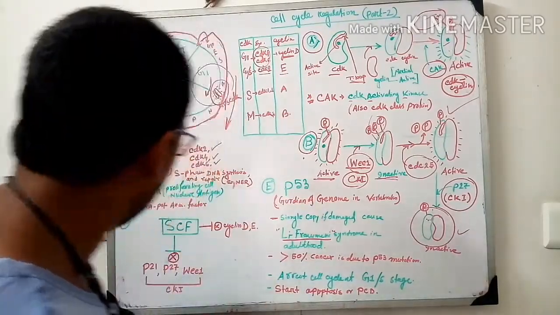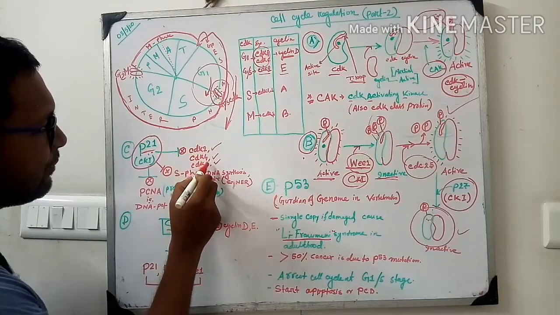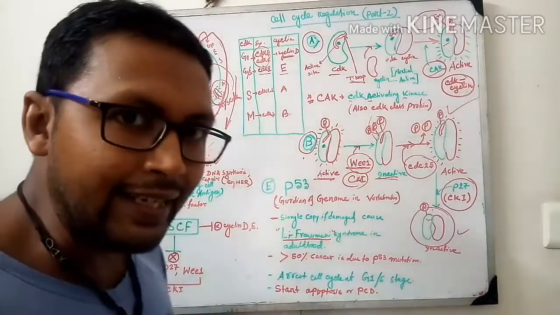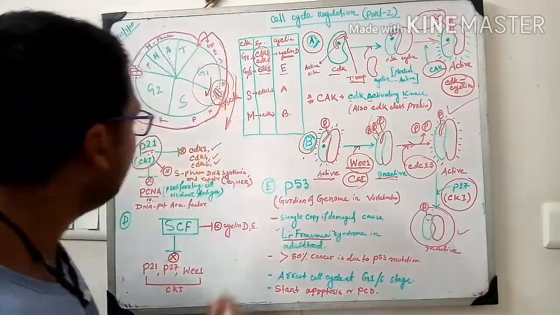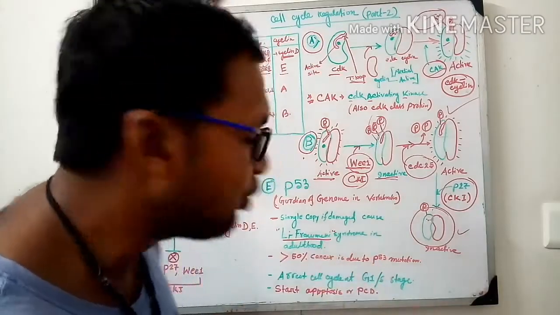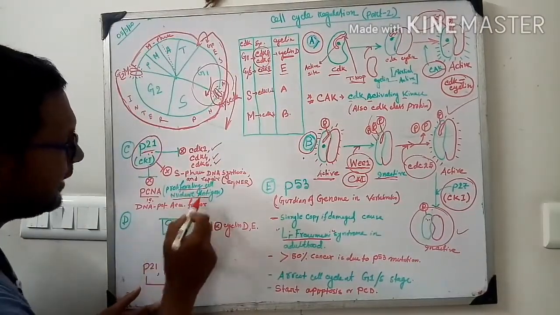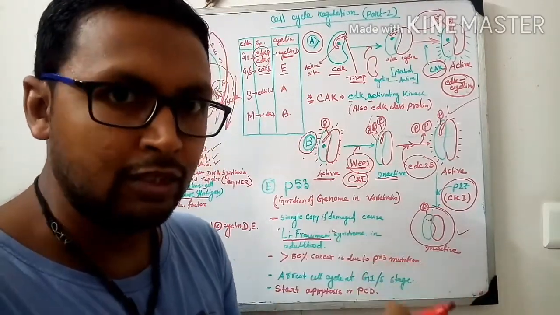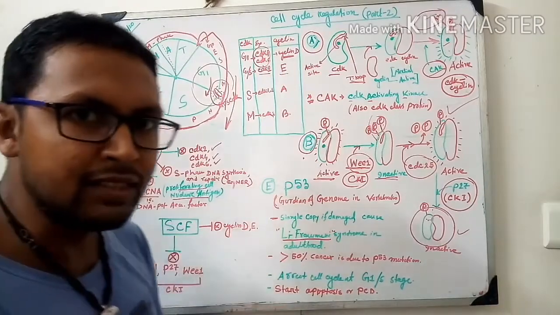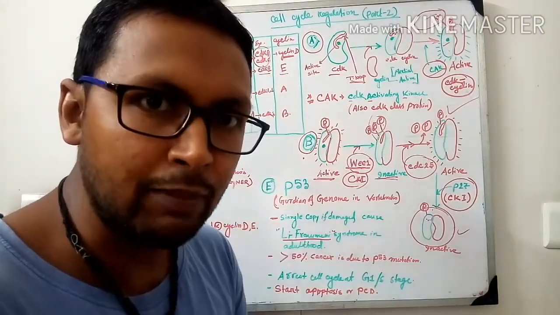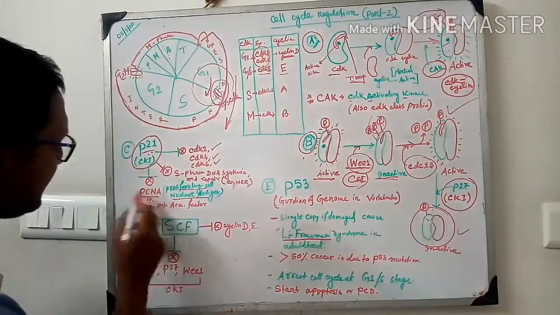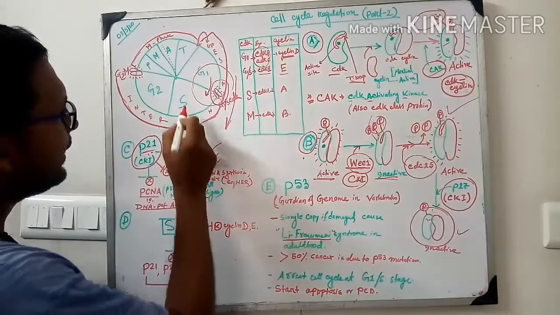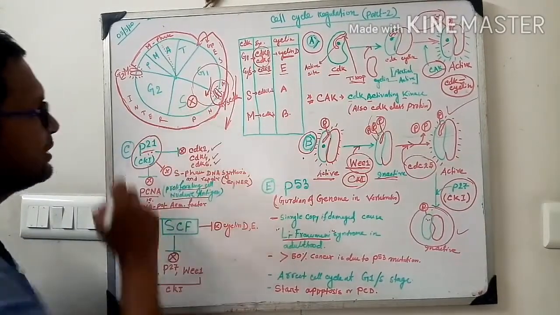Why, I will discuss later. Now, P21 inhibits CDK2, CDK4, CDK6. It also inhibits PCNA. We know that in DNA synthesis, DNA replication, PCNA, the proliferating cell nuclear antigen, is a DNA polymerase associated protein. It helps DNA polymerase function and ensures proper replication. Now, PCNA is also inhibited, so P21 inhibits DNA synthesis at the S phase.